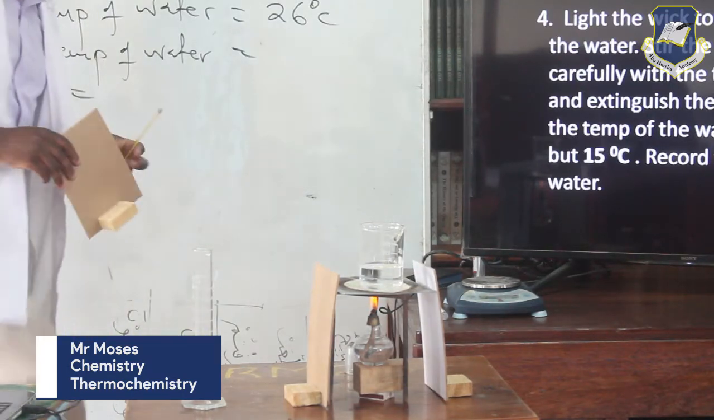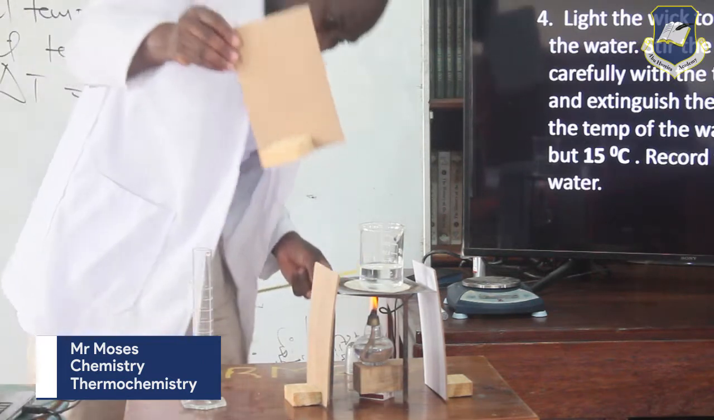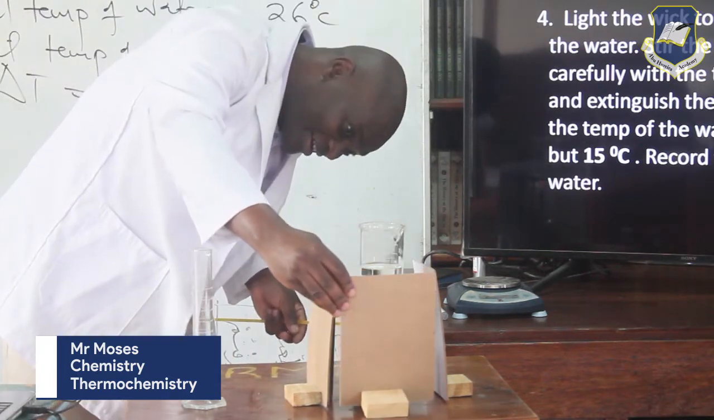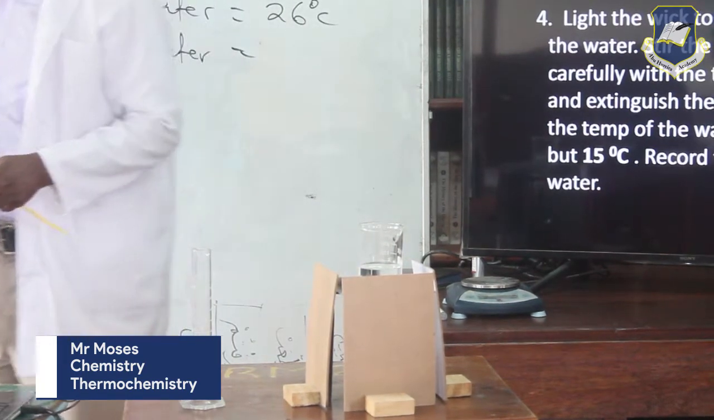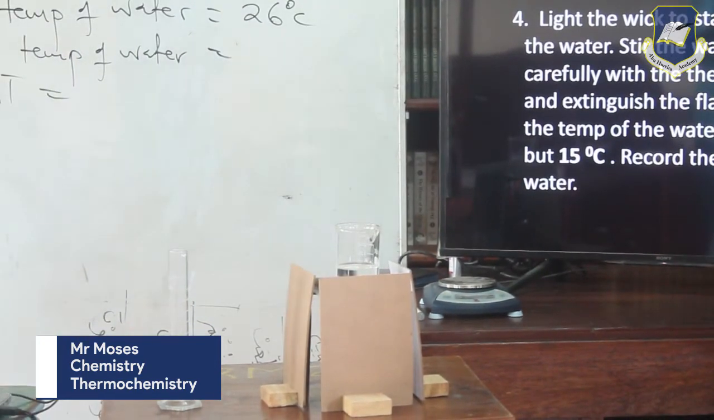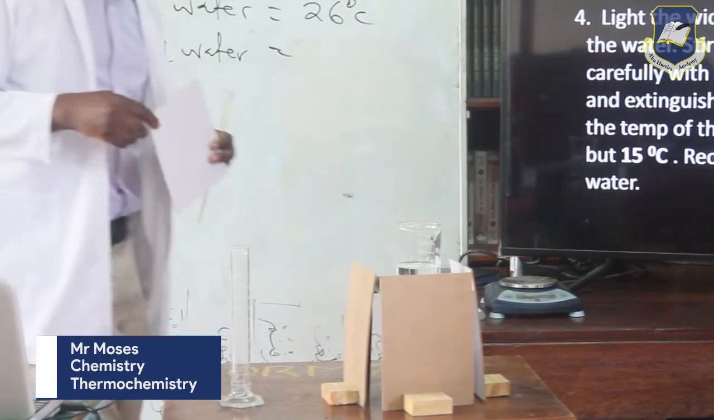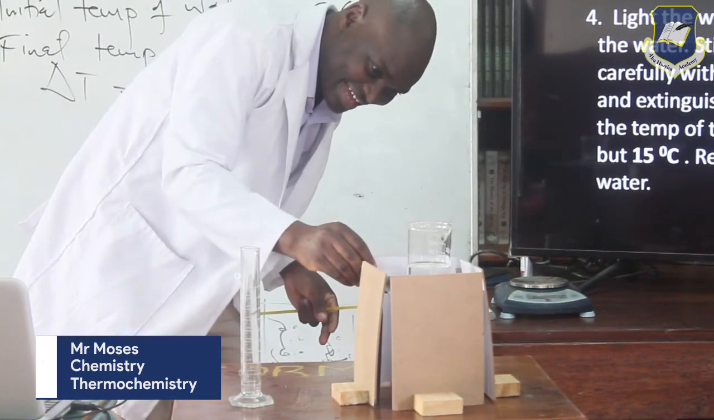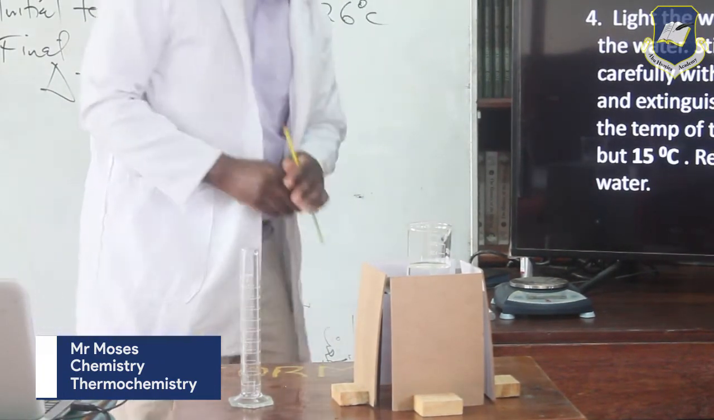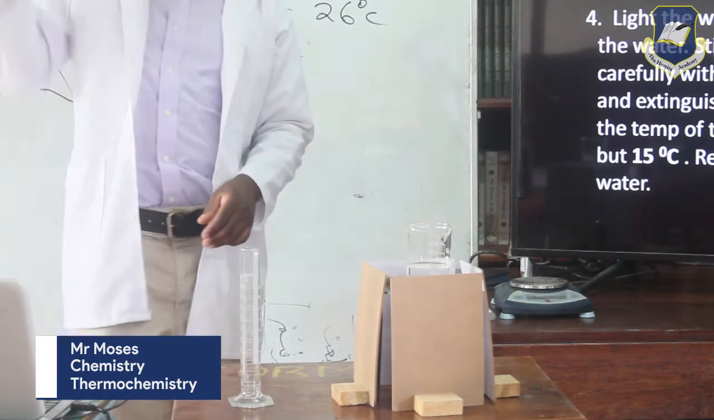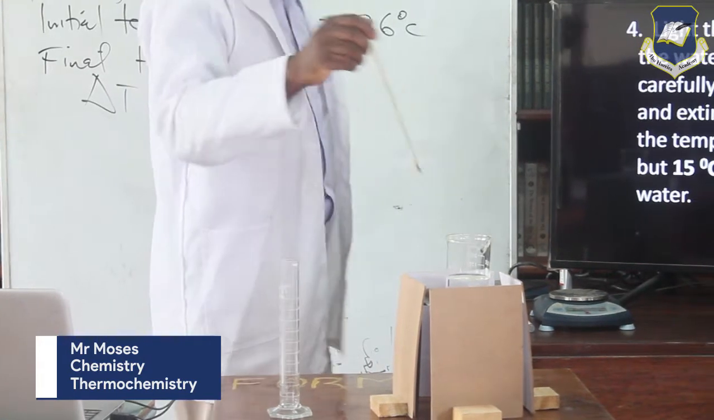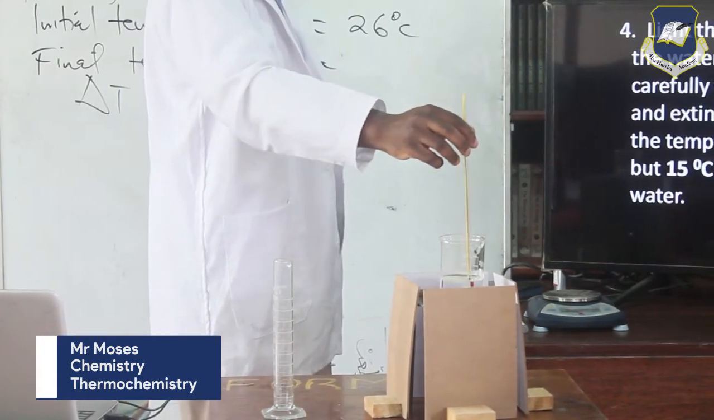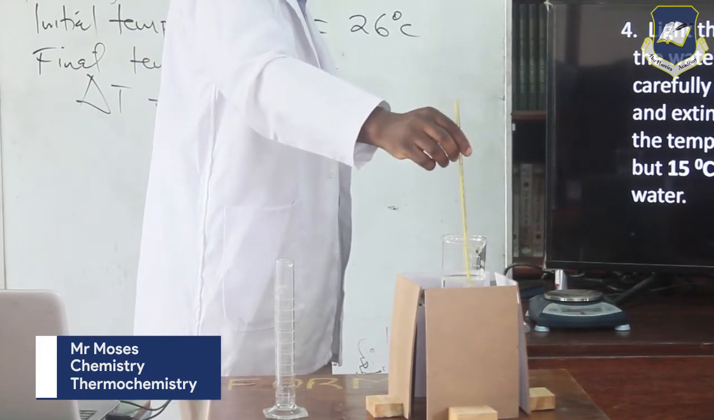So that is what we have. I will block it to reduce the effect of drought. Drought is wind, like that. Then we'll allow heating to take place, but the temperature must rise by around 15 degrees Celsius.